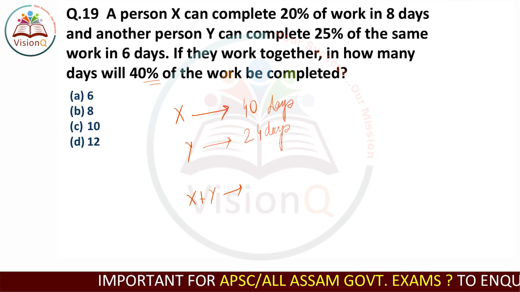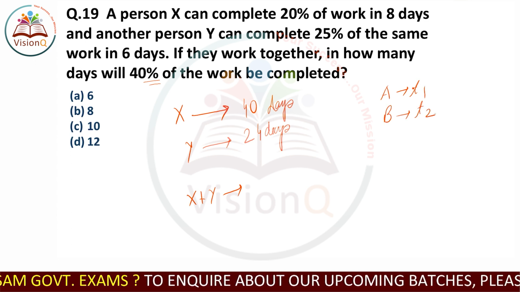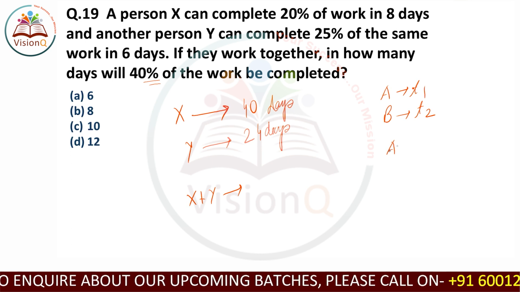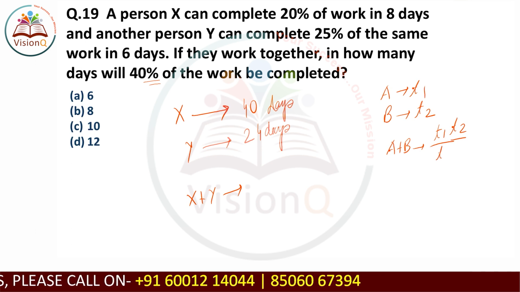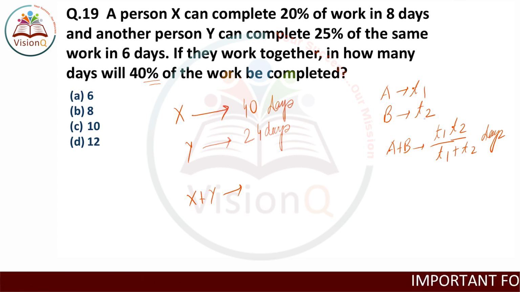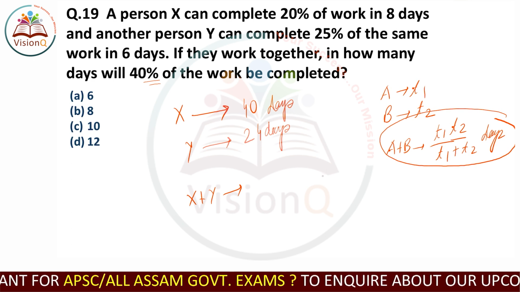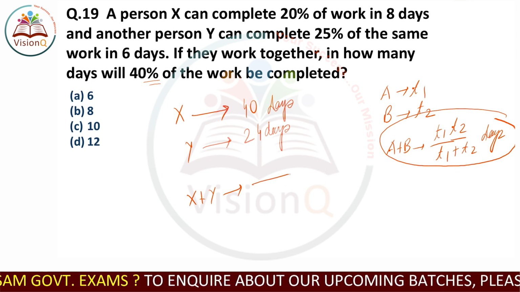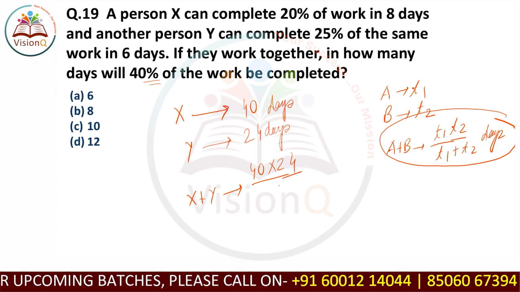Now if A can complete a work in T1 days and B can complete the same work in T2 days, to find out the time taken by A plus B, you can apply a formula here which is T1 into T2 divided by T1 plus T2 days. So if I apply this formula to find the time taken by X plus Y, it becomes 40 into 24 divided by 40 plus 24, which is 64.